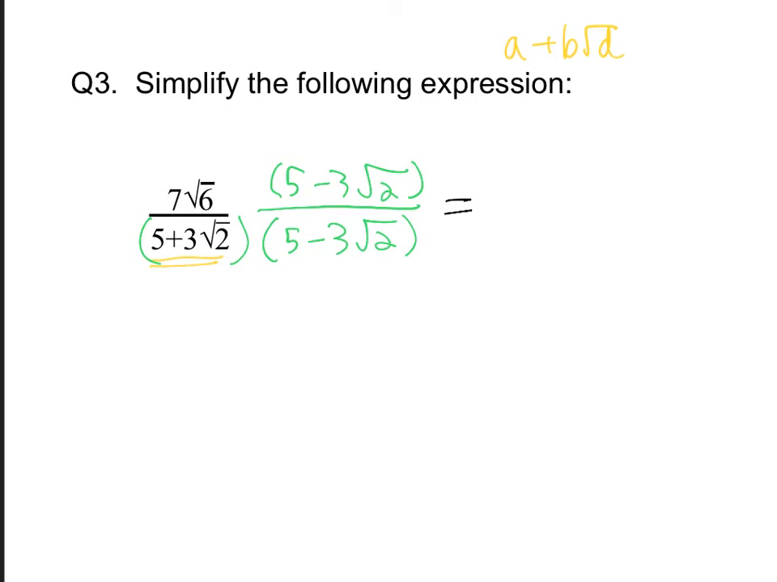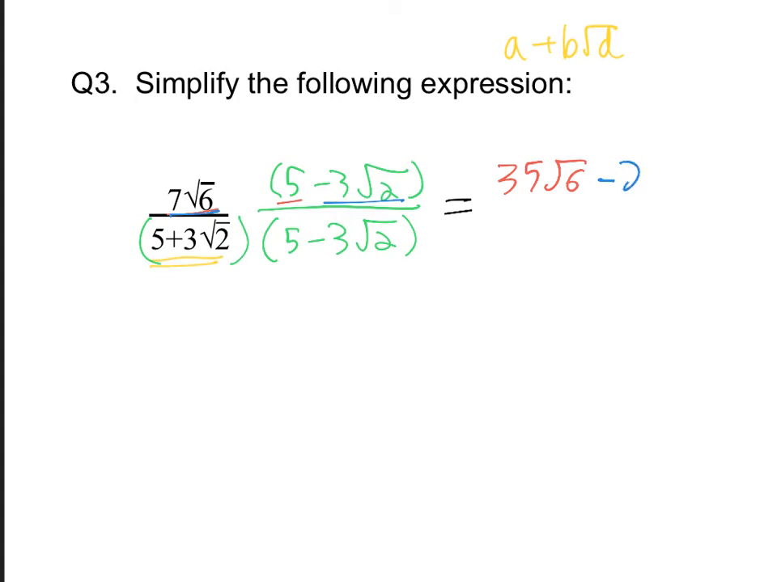We will have 7 root 6 times 5 in the numerator. That is 35 root 6. And then the second part of this expression is 7 root 6 times a negative 3 root 2.